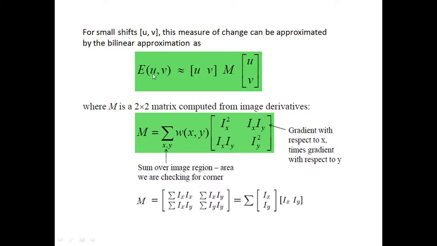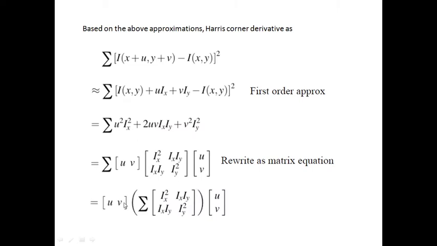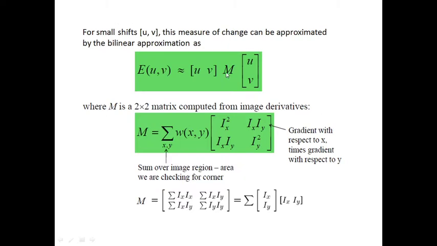That means E of u comma v equals [u v] M [u v] transpose. That means it is u v and this will be u v, like this it happens. So this entire matrix I can represent by using capital M now. Okay, so where M is a 2 cross 2 matrix which is computed from the image derivatives only.